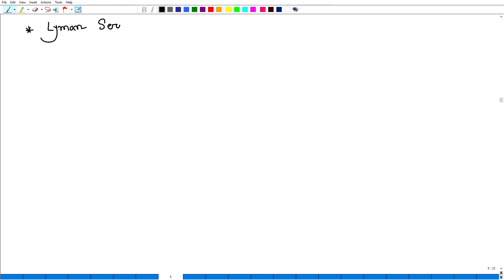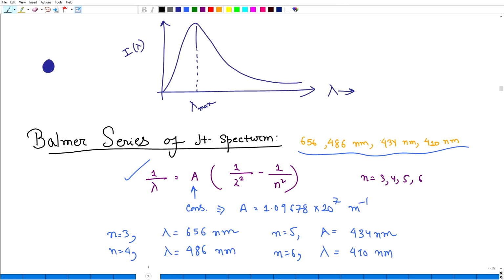First is the Lyman series. Why is this called a series? Because there are 4 lines, that's why it's called the Balmer series of the hydrogen spectrum. These 4 lines are called that.